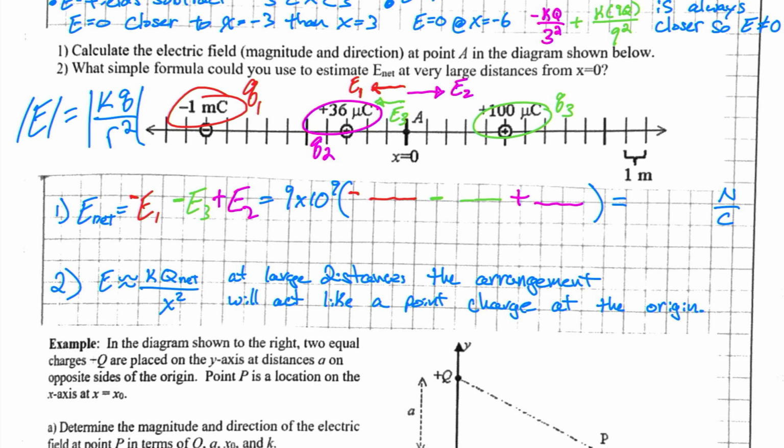as just being at the origin. They'd actually be a little bit to the left of the origin if you were to average them out, but at very large distances, hundreds, thousands of meters, a couple meters is not going to make much of a difference. So for an approximation, kq over r squared will work anytime you're a far distance away from an arrangement of charges.